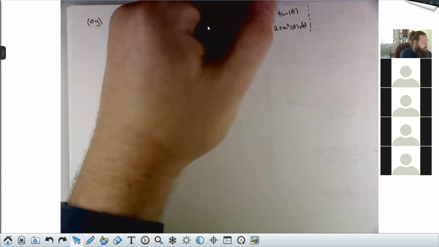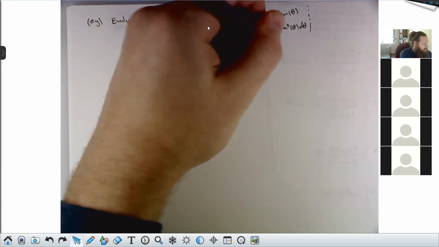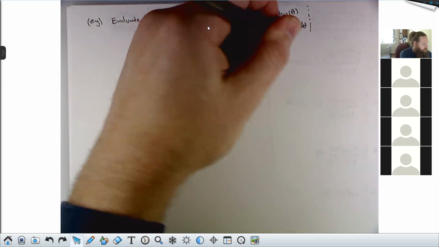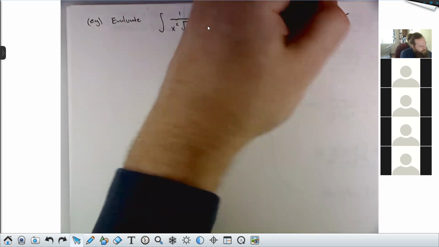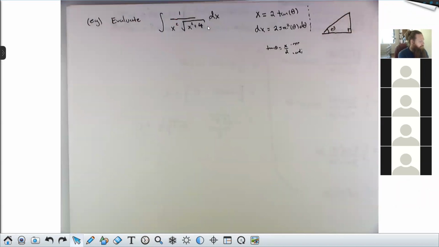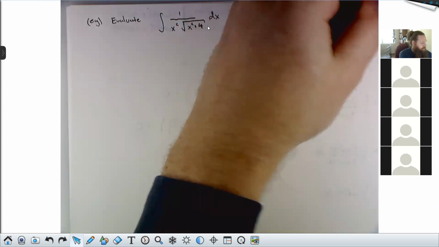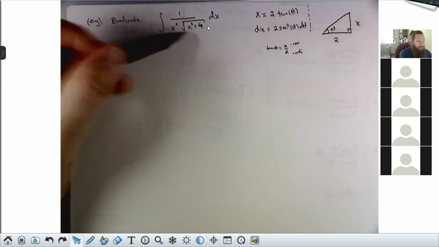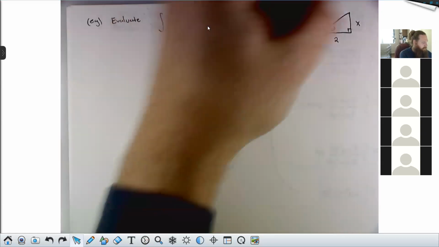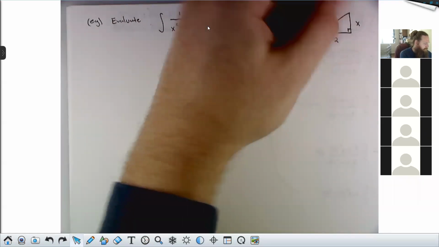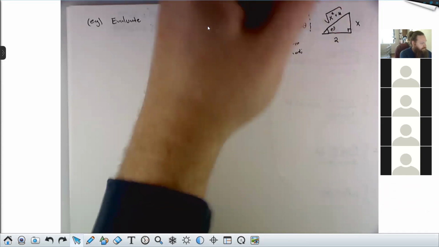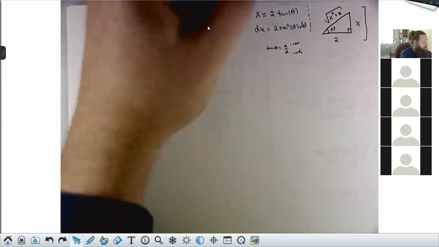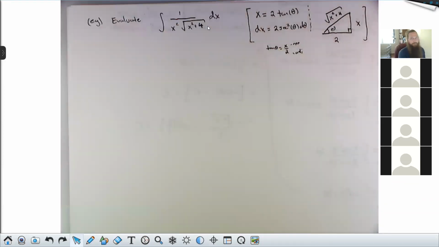And we can draw our triangle. If x is 2 tangent theta, then tangent theta is x over 2. So I can think of this as my opposite, and this is my adjacent. So I draw a little right triangle with internal angle theta. The opposite side is x, the adjacent side is 2. And then as in the previous problem, the missing side, which in this case is the hypotenuse, if you solve for it, this squared equals this squared plus this squared, has to be the square root of x squared plus 4. So there's everything I'm going to need for this substitution, all in one handy place.